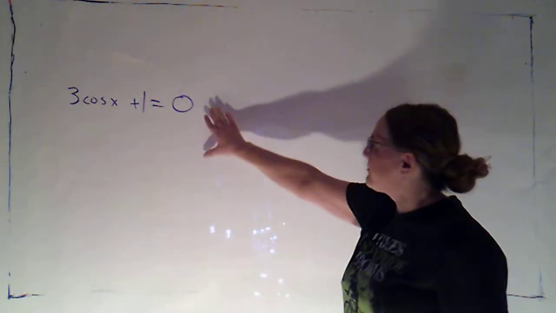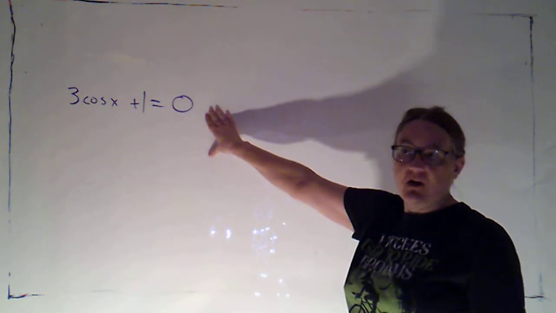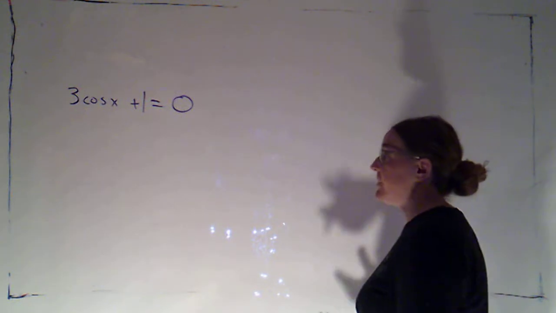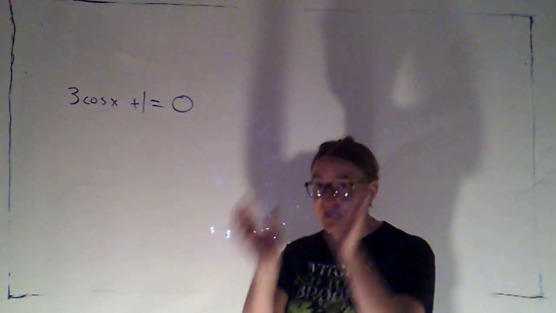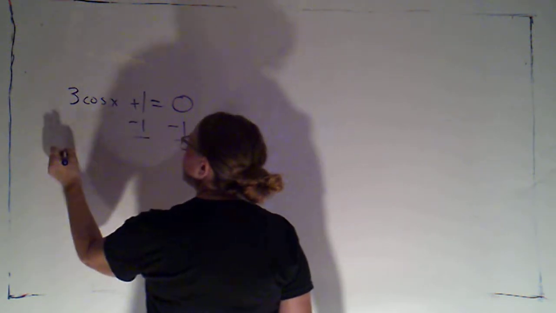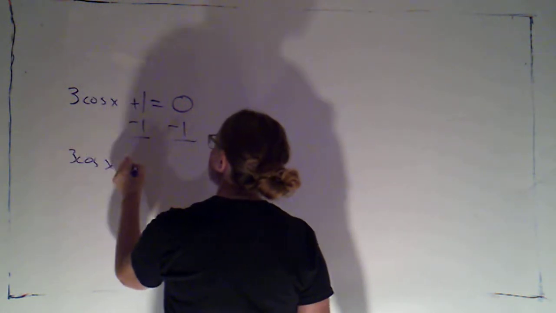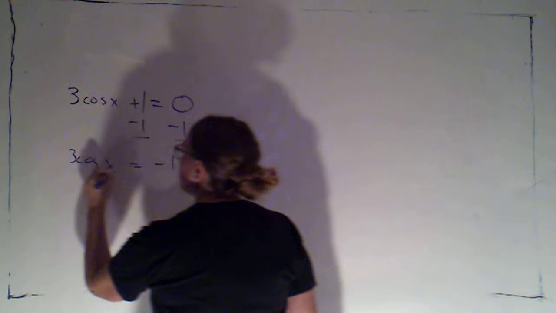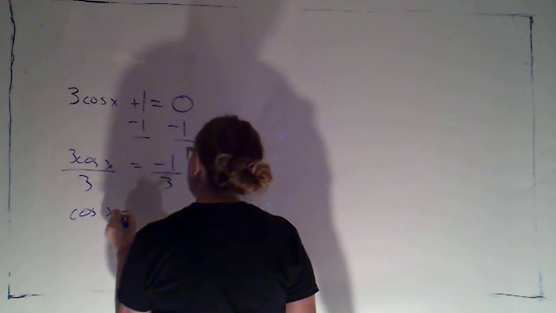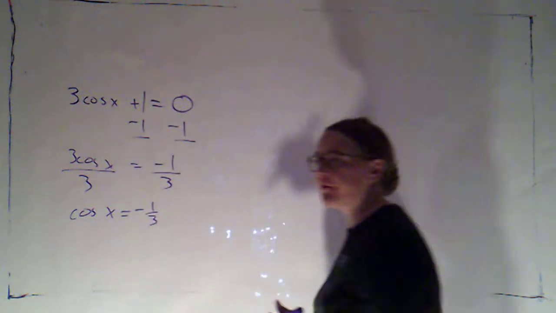Got another problem up on the board for us. 3 cosine of x plus 1 equals 0. I'm going to approach this the same way. I want to isolate the trig function, so I have just trig function equals a number. So I'm going to subtract 1. So I'll have 3 cosine x equals -1. I'll divide both sides by 3. So cosine of x is -1/3.